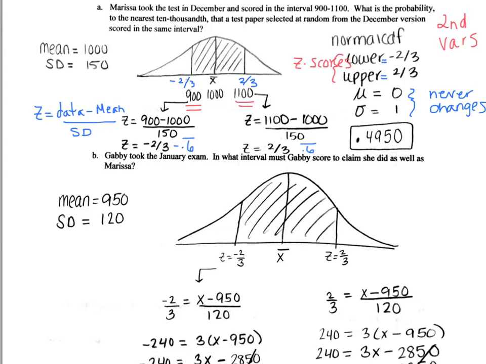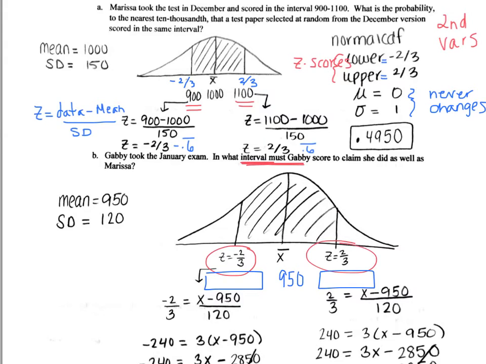So we know what Marissa's z-scores are. Marissa's z-scores that we just found out were negative 2/3 and positive 2/3. So what we're actually asking to find is the interval that Gabby scored. We want to find her data values. So what score does she have to get over here and over here, such that her mean is 950. So we need to get Gabby's data values.